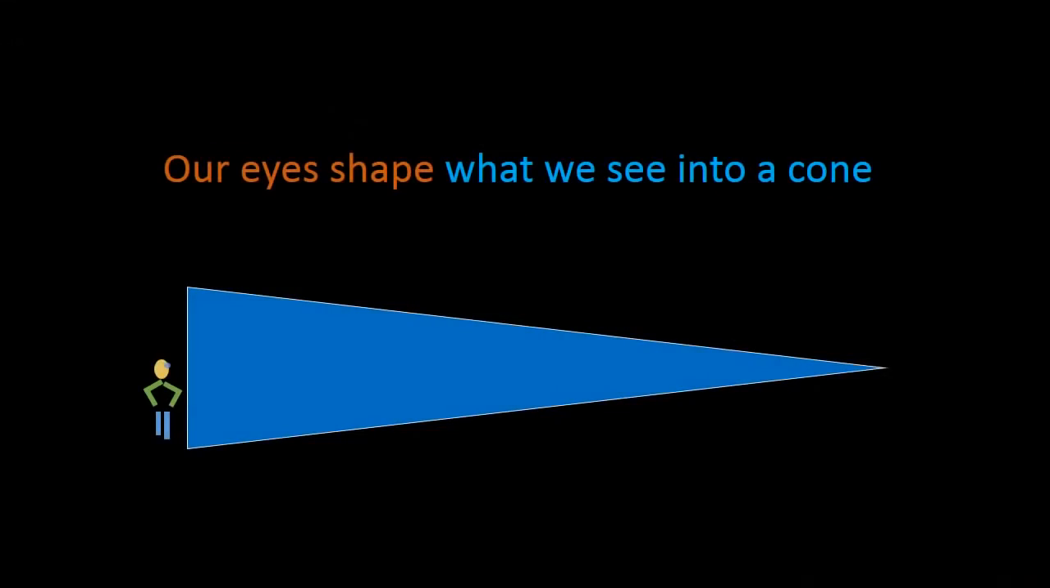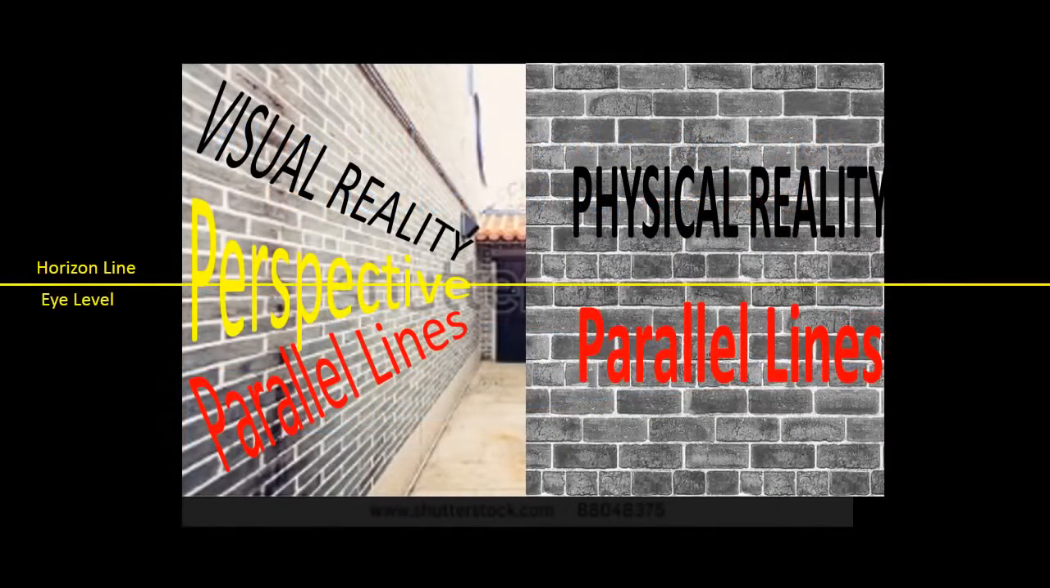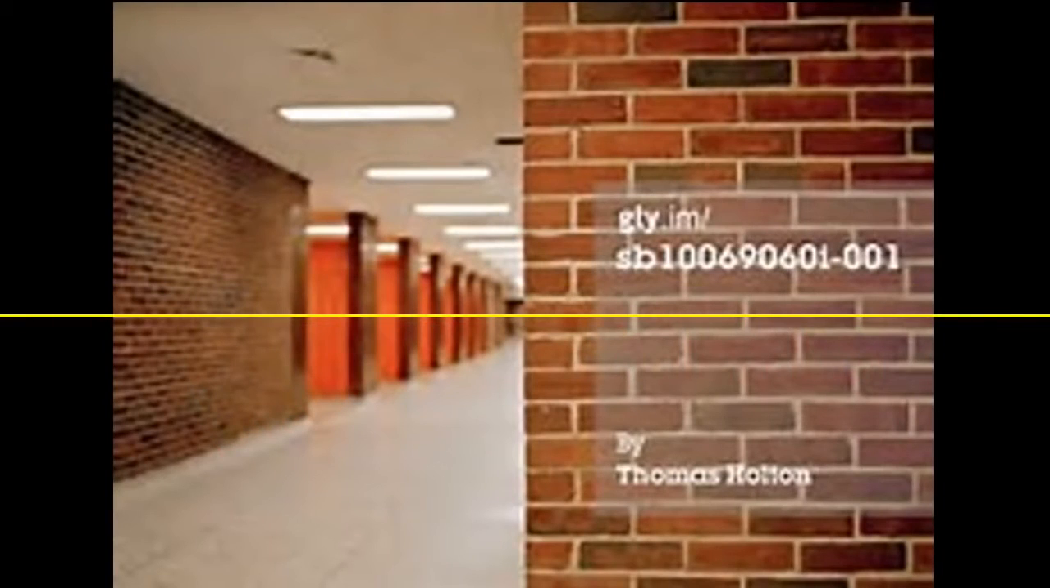Our eyes work like this. Our eyes shape what we see into a cone. All parallel lines and planes angle to the plane of our eye level. Here you can see parallel lines made up of bricks on the walls. The wall on the left, though, is headed out towards the horizon, and all the lines angle toward the eye level of the observer. The bottom ones angle up and the top ones angle down. The horizon would not be eye level, but visually ground level, if the bricks angled down to the floor like this.